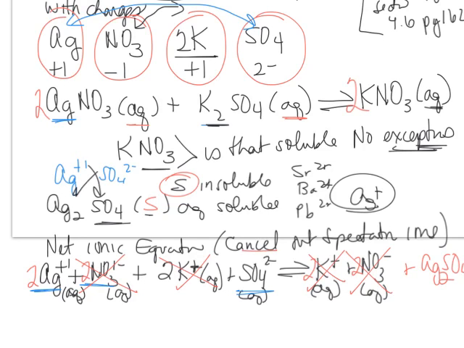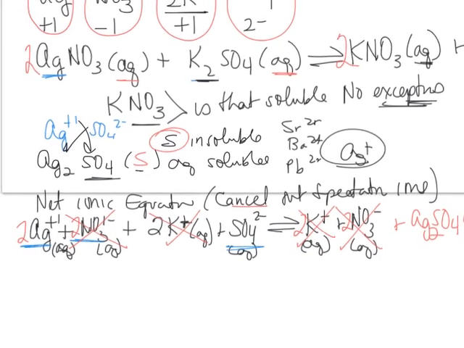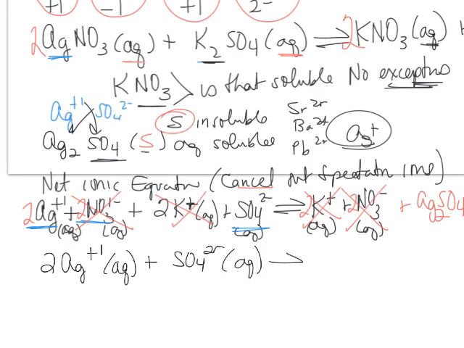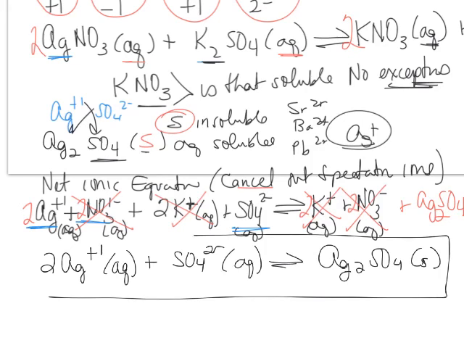And then we're going to rewrite what's kept. So we'll do 2 silver plus 1. Keep your phases when you're writing these. Plus sulfate 2 minus aqueous goes to silver sulfate solid. And that is your net ionic equation.